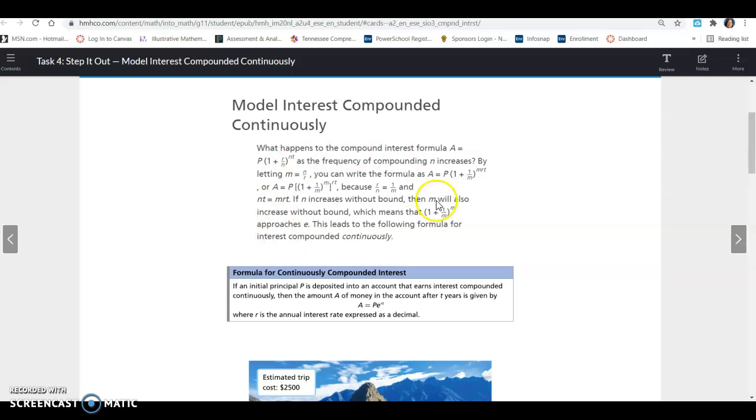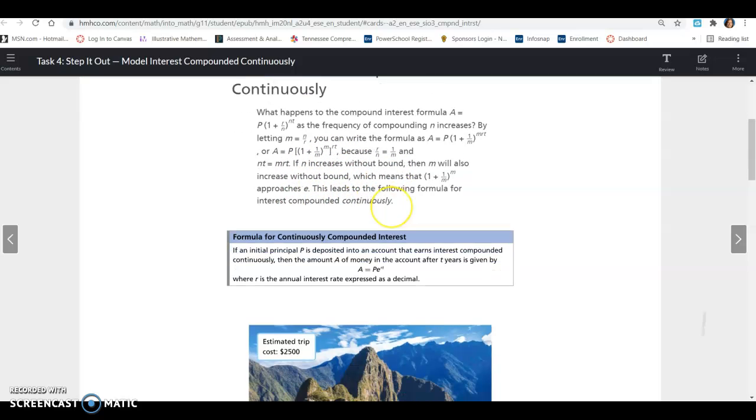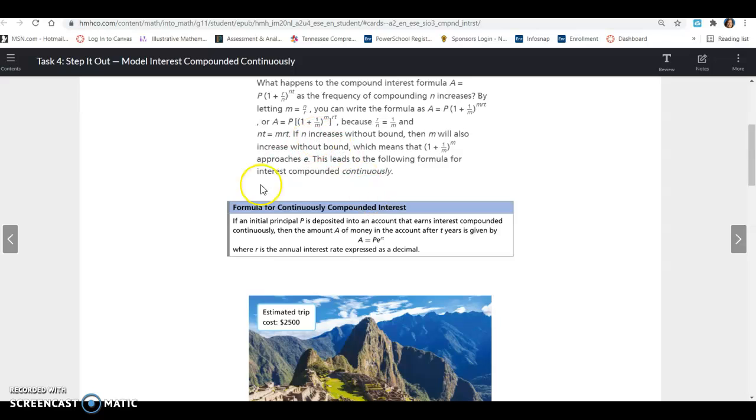Okay, so all of this you don't need to know per se. You do need to know this formula. This is just them explaining how we got to this formula from this formula. So it's going to be n increases without bound, so basically talking about your n behavior.